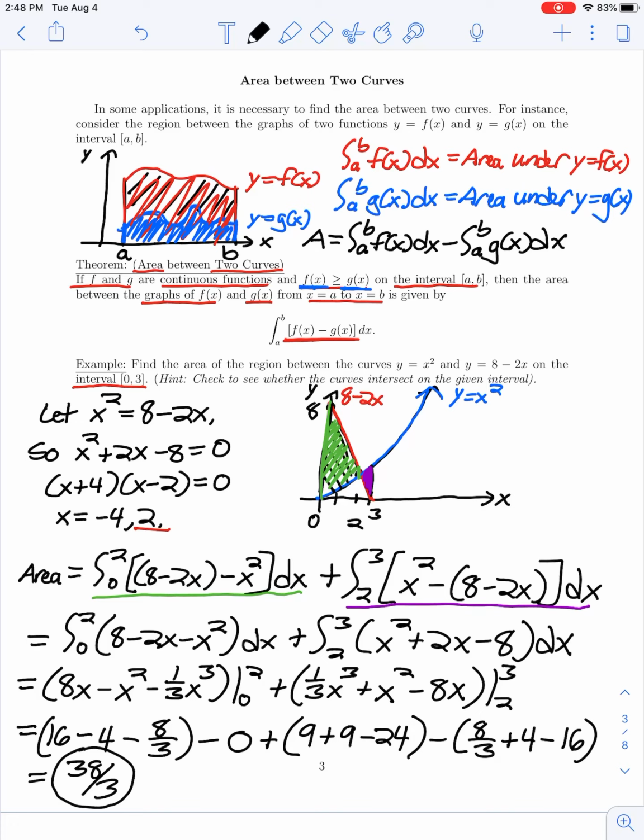So this example illustrates that if we have two curves which intersect somewhere within our interval, we might have to evaluate the area of the region between those curves by splitting this up into two parts, depending on which curve is the top curve over a given interval.